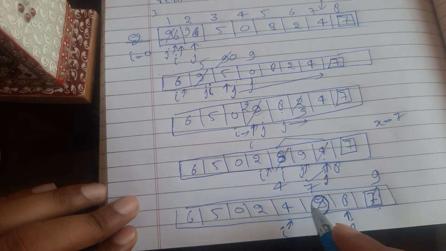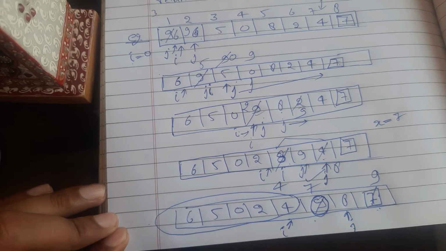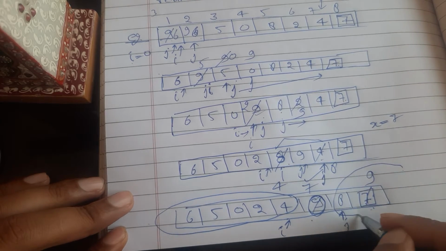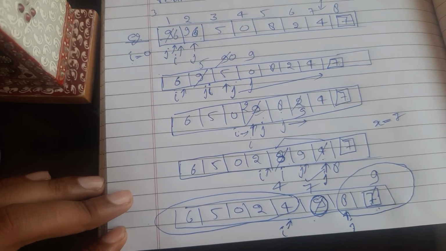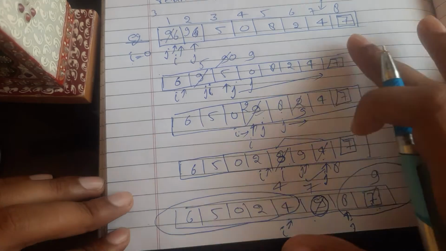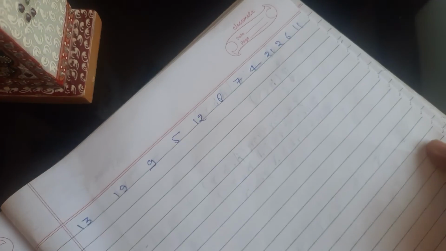So all the elements of the left subtree are less than or equal to the pivot, and all the elements on the right-hand side are greater than or equal to it. This is how the partition algorithm works. Let us understand the partition algorithm with another example.